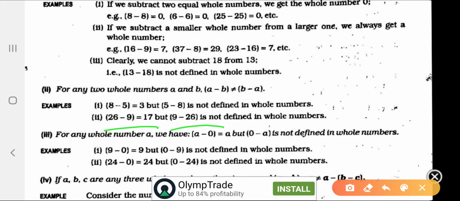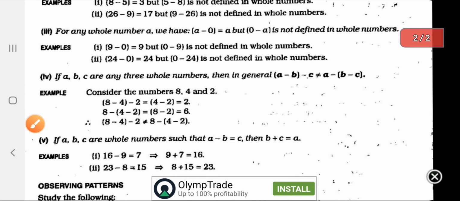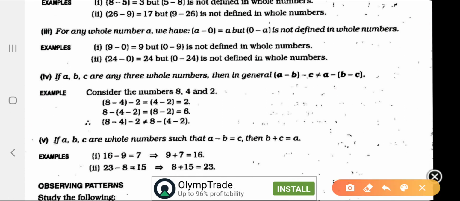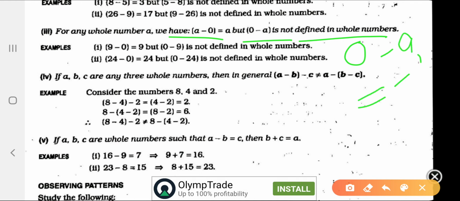Same thing, minus 17 would be the answer here. Okay, let's come to the next point. For any whole number, we have a minus 0 is equal to a, but 0 minus a is not defined in whole numbers. Again, remember, 0 minus a would be minus a. It will not be defined in the whole numbers because whole numbers are never negative. Negative numbers are not whole numbers. Negative numbers can be integers, they can be fractions also, but negative numbers are not whole numbers.